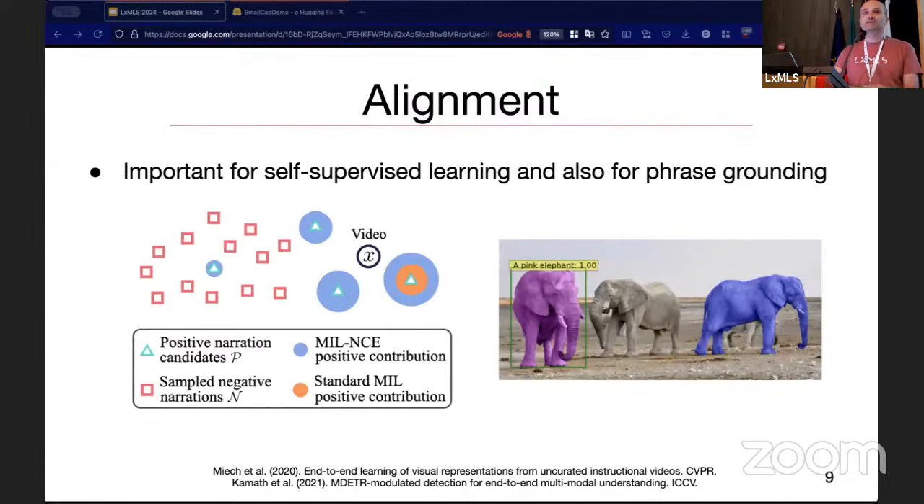In terms of alignment, this is crucially important for self-supervised learning, but also phrase grounding. So trying to directly isolate and locate, in this instance, the pink elephant in the image that you see on the right-hand side.